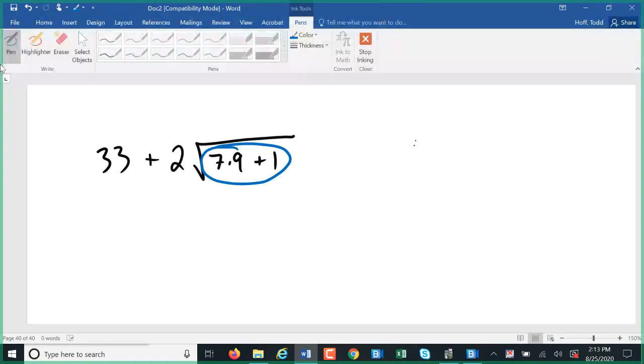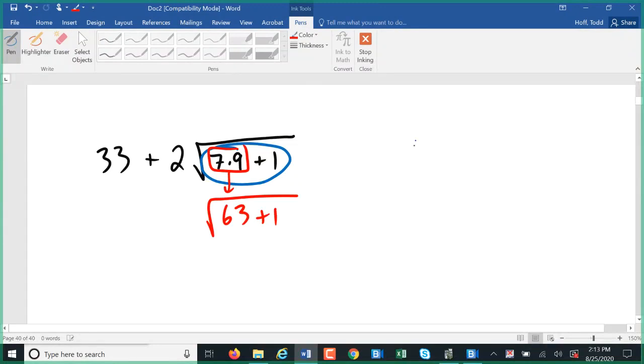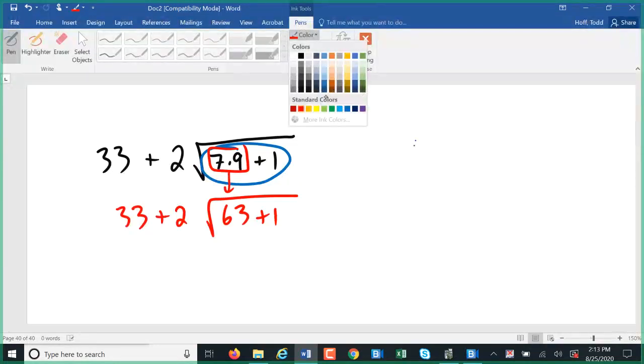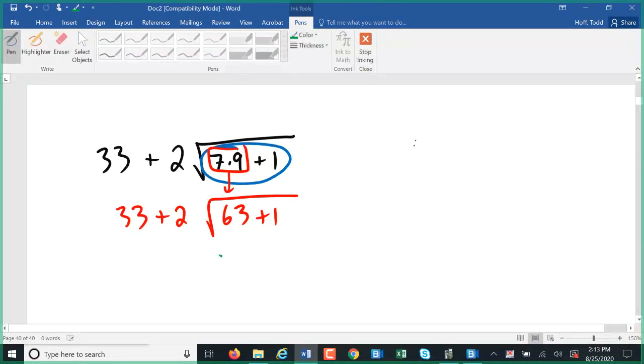The 79, or 7 times 9 plus 1. So inside there, the first thing that has to be done is the multiplication, the 7 times 9, which is 63. Then we have the 63 plus 1, which is 64. Now we have reduced what's inside the enclosing symbol to a single number.